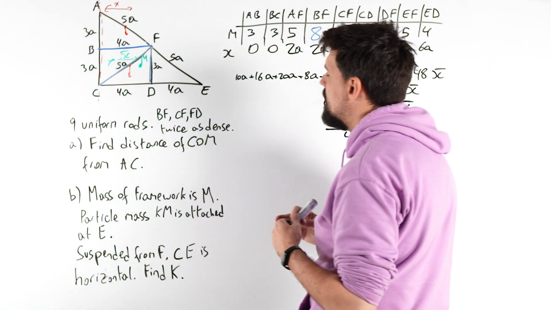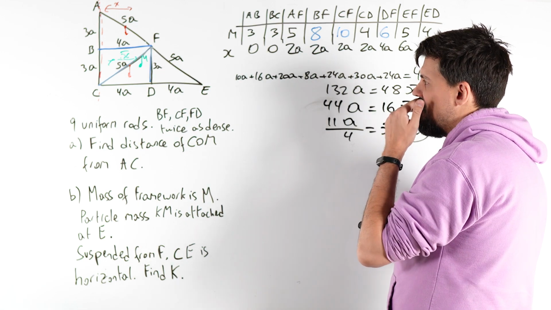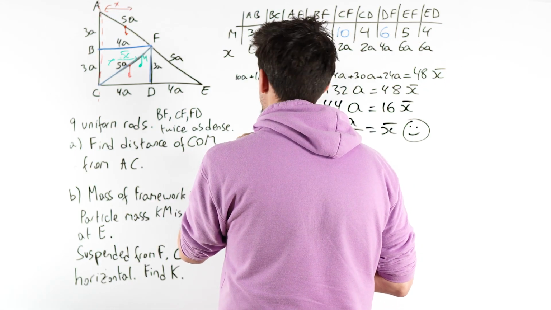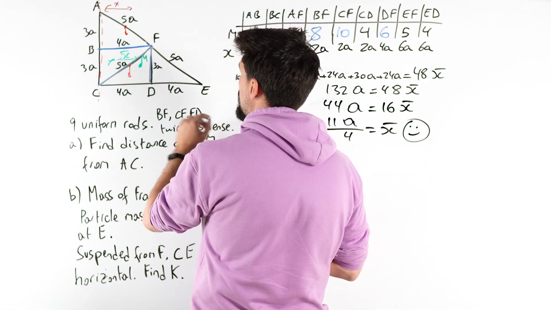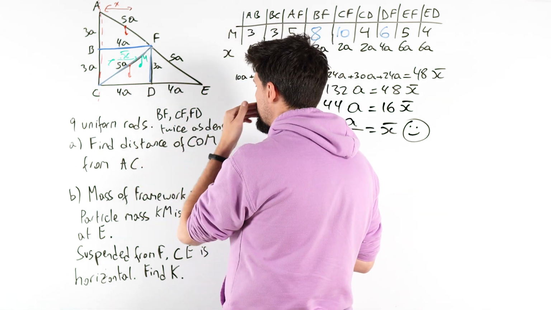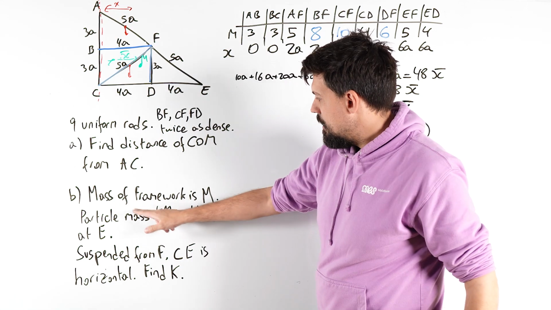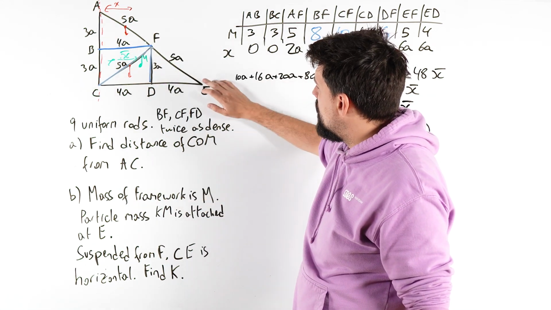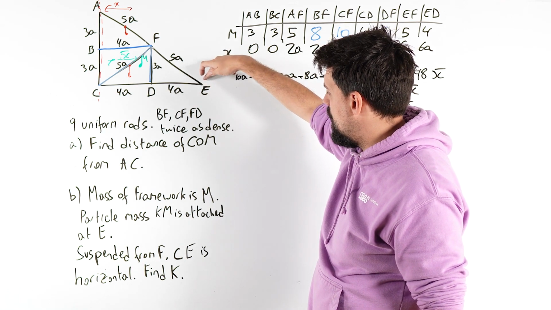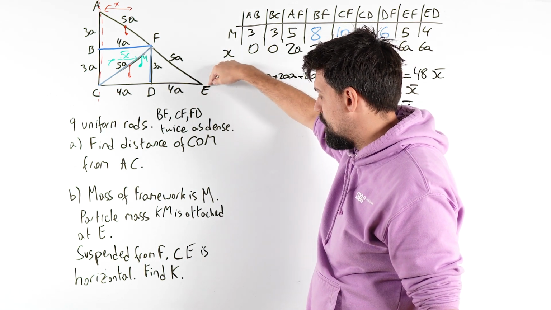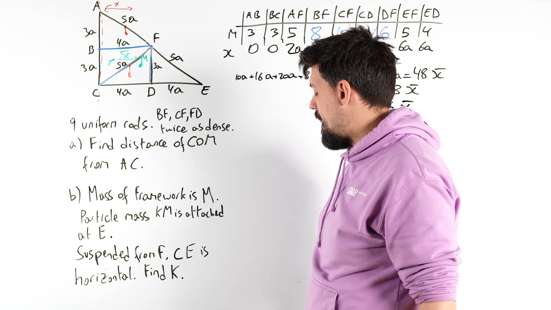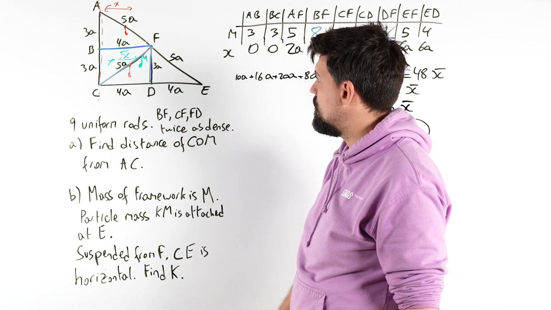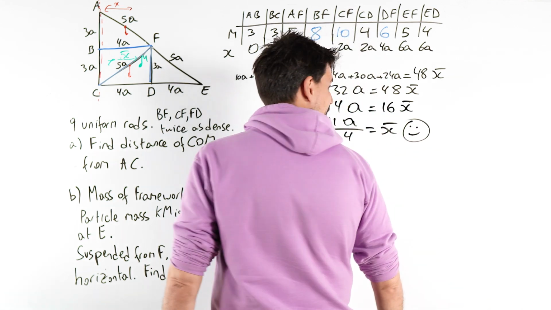Okay, so where is that, give or take? 11a over 4 is just under 3a. So it's going to be somewhere here. Right. Cool. Now, let's say the total mass of our framework is capital M. We are going to hang a particle of mass km here at E, and suspend everything from F. And when we do that, CE is going to remain horizontal. Let's find k.